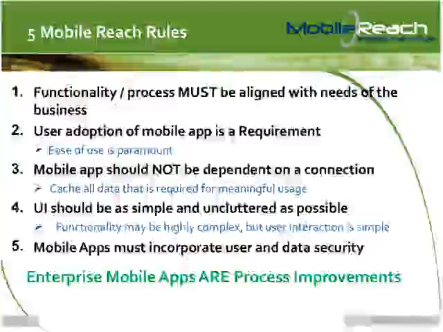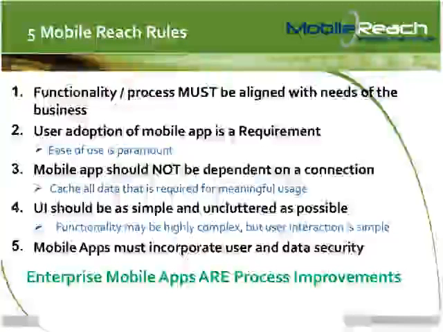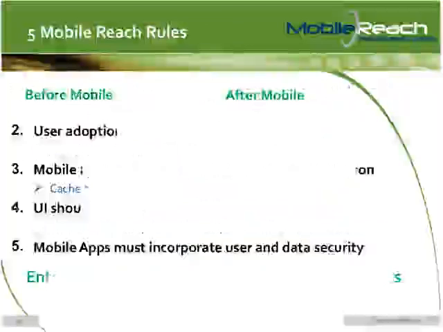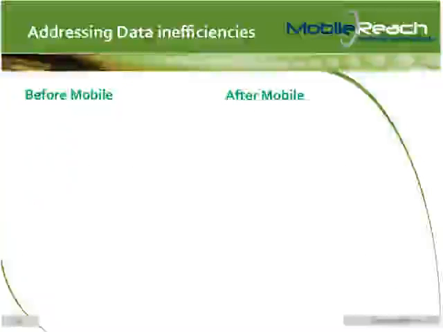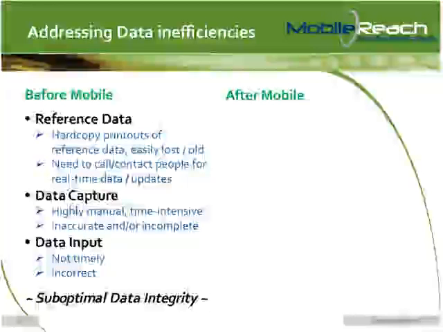That's good. And then again, the bottom line here is that this may not be true for all mobile apps, but for enterprise-based business mobile applications, they are process improvements, and you need to look at them that way. You need to look at what it is that my users are doing today, and how do I make the process better. And so in terms of what we do here, we're addressing two things. We're addressing inefficiencies in terms of data and inefficiencies in terms of process.